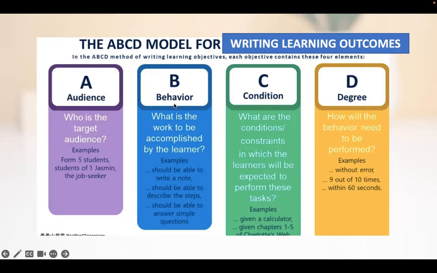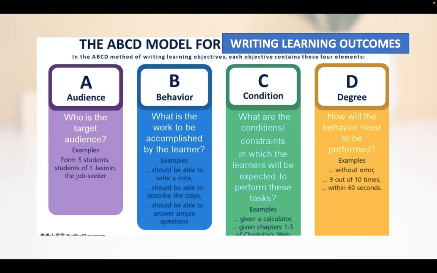The behavior is what you want them to do, what is the work to be accomplished by the learner. And if you look at this, they should be able to write a note, they should be able to describe the steps, they should be able to answer simple questions. So you see, all these are concrete, activity-oriented, observable things. Not they should be able to know or they should be able to understand, because we don't know what knowing means or understanding means. We need to be able to see it.